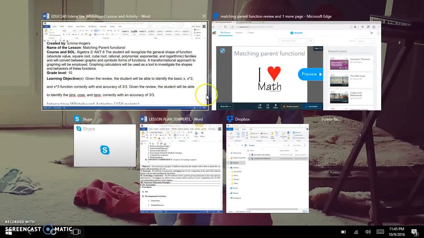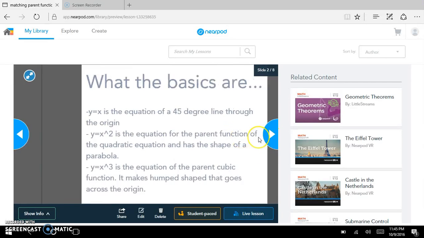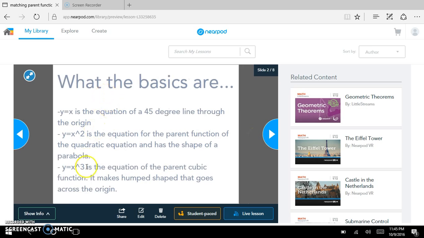Now we're going to look at a Nearpod that I created that you'll be able to use as the review today. So this is the basic setup of it, and then you're just going to go through this with them. This is just a review: y equals x is the 45-degree line through the origin, y equals x squared is the parent function of a quadratic equation and has the shape of a parabola, and y equals x cubed is the equation of the parent cubic function, and it makes kind of a humped looking shape across the graph.